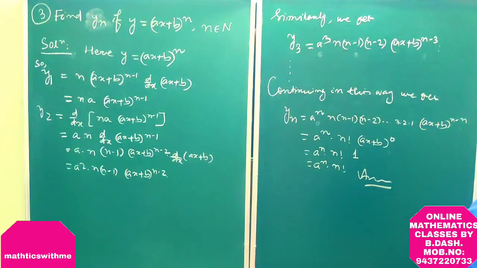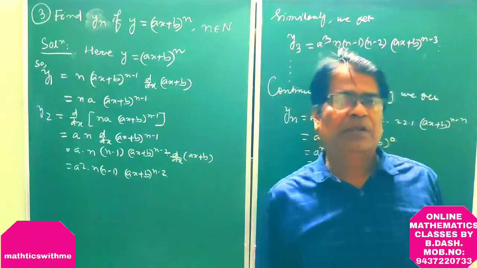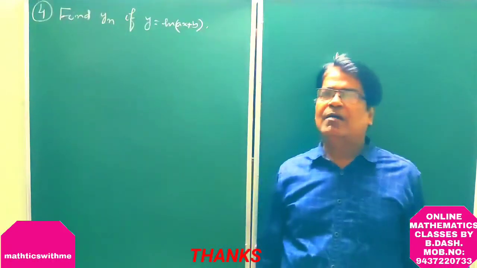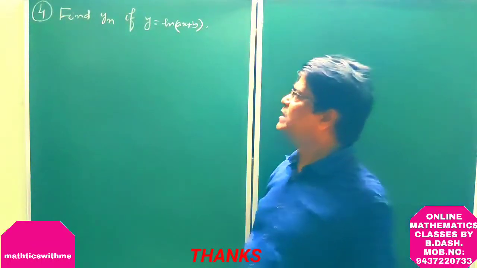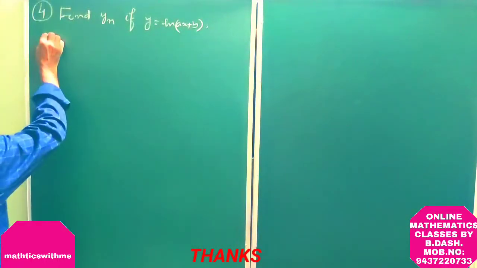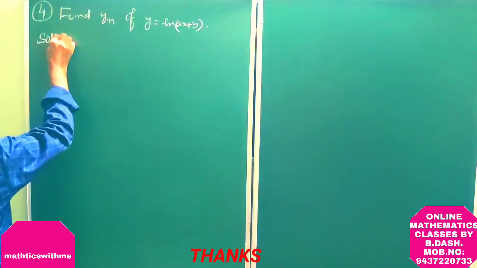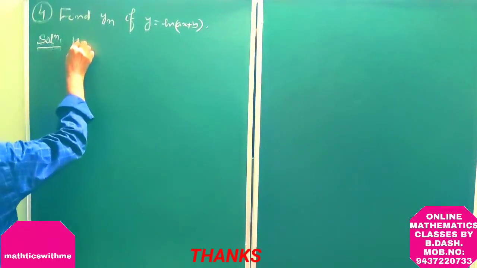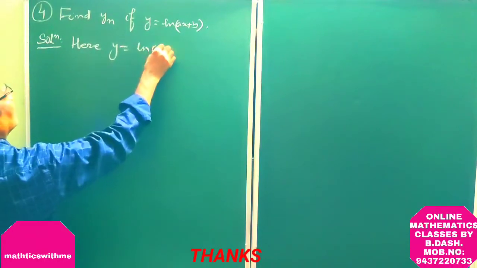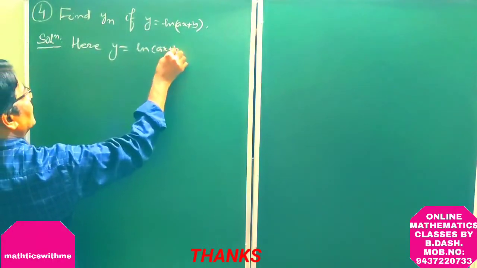Answer. So our third question is solved. Let us proceed to solve the fourth question. Our next question is find yn if y is equal to ln of (ax + b). Now, solution. Here y is equal to ln of (ax + b).